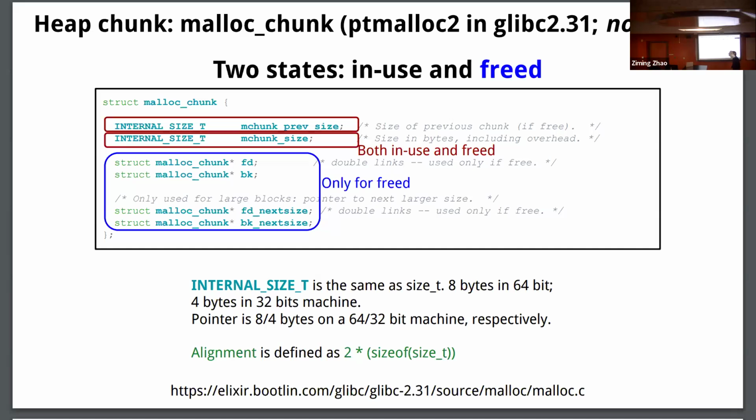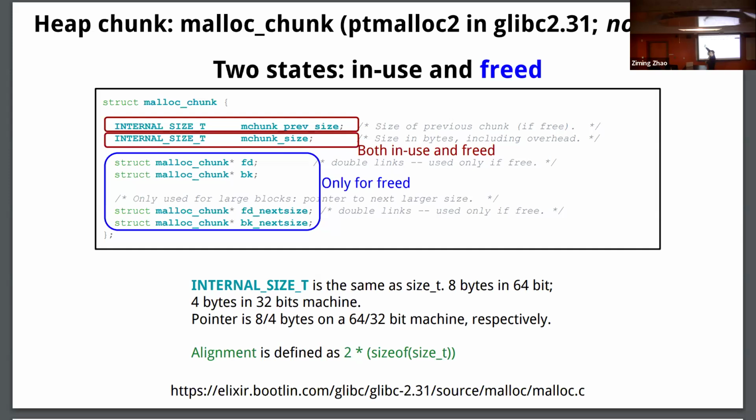Then after that, this is where things are tricky. If this chunk is in use, someone mallocked it, you don't have those structures. You don't have this part. What you have here is your data. This is a buffer. So when you do malloc, this is the address malloc returns to you, not this address.